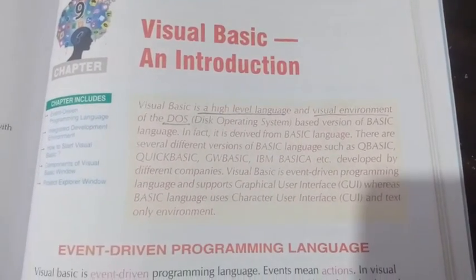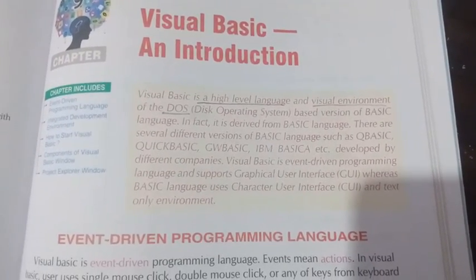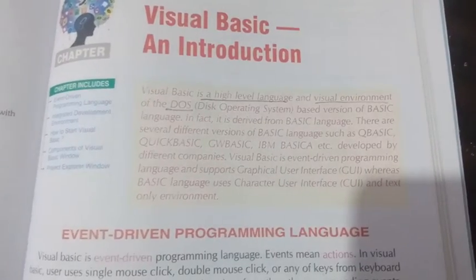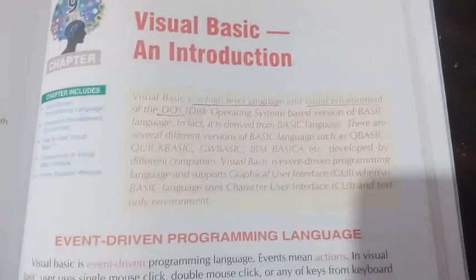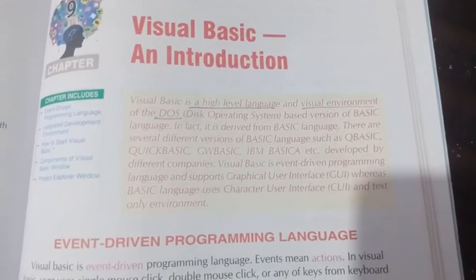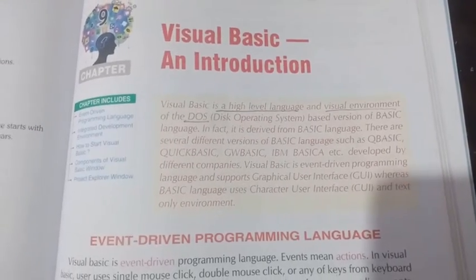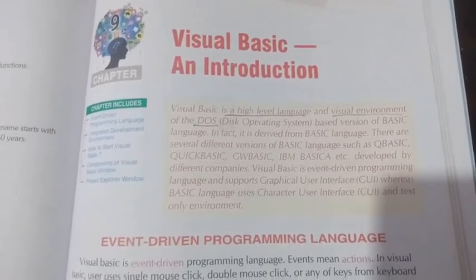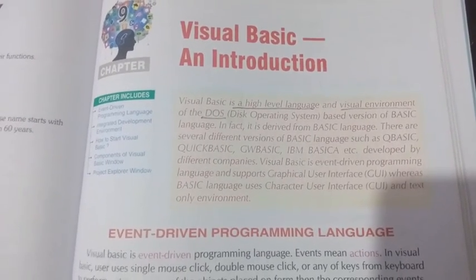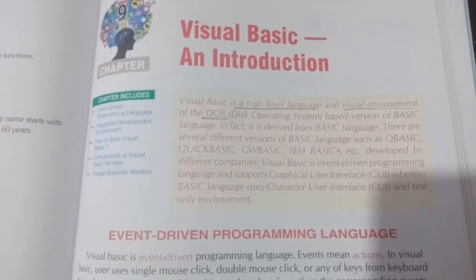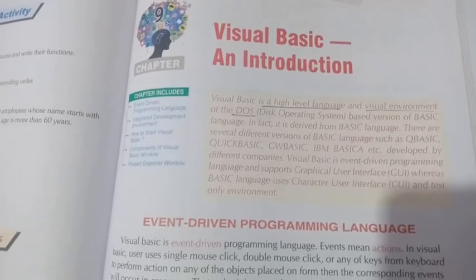Visual Basic is a high level language. Which type? If you talk about programming languages, there are two types: low level language and high level language. Low level language, humans cannot understand easily. Low level language is near to machine level language, which the computer understands. Now we are talking about high level language. High level language can be understood easily by humans. So this is about Basic.